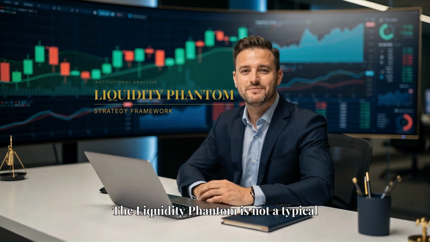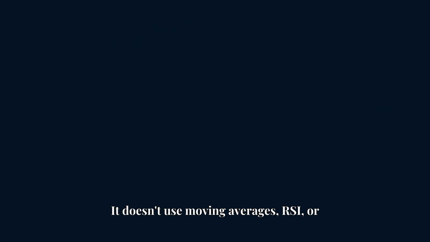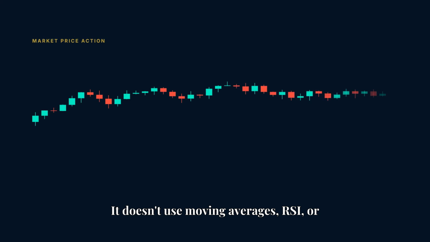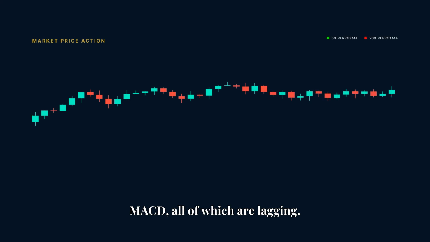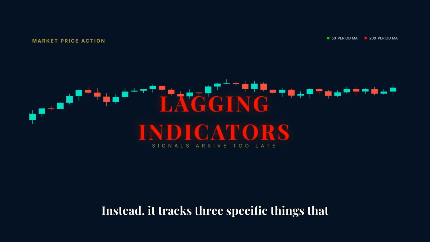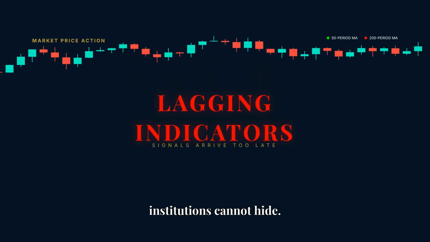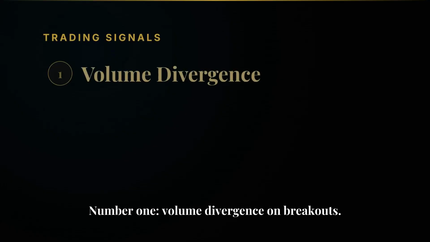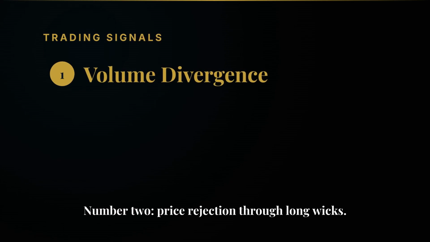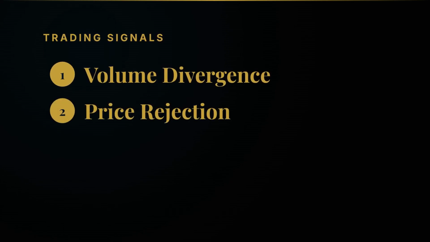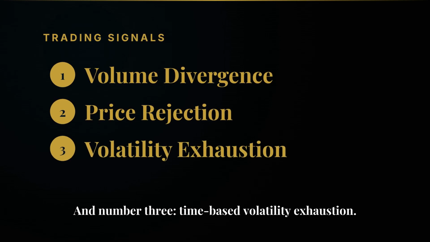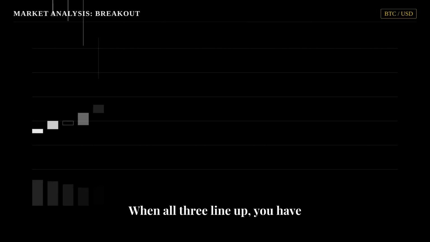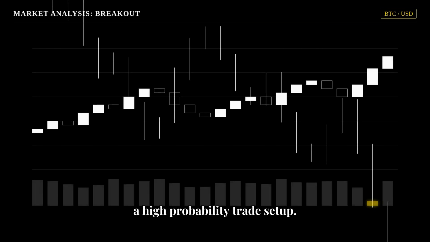The liquidity phantom is not a typical indicator. It doesn't use moving averages, RSI, or MACD, all of which are lagging. Instead, it tracks three specific things that institutions cannot hide. Number 1, volume divergence on breakouts. Number 2, price rejection through long wicks. And number 3, time-based volatility exhaustion. When all three line up, you have a high probability trade setup.